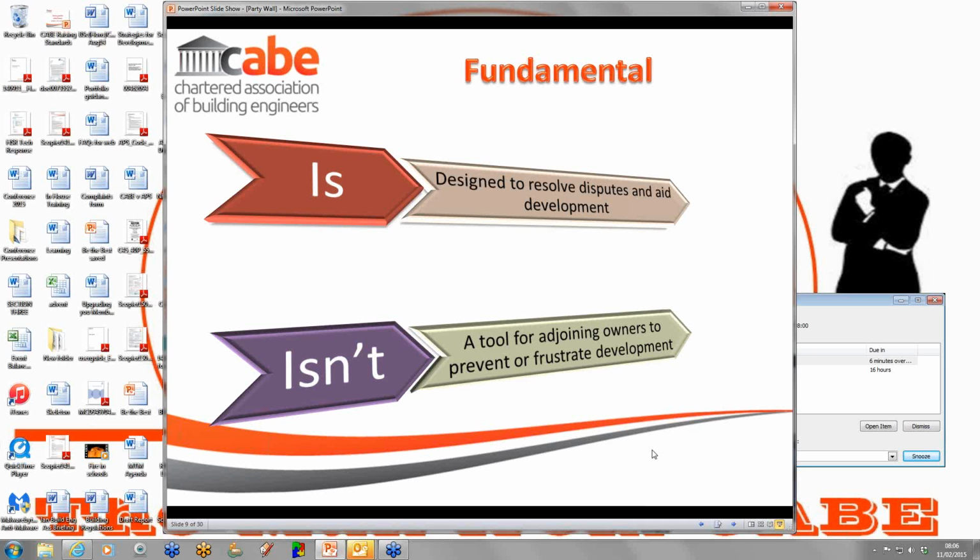And in advising clients to follow the procedures in the Party Wall Act, particularly if they are the individual carrying out the work, they actually end up with a greater degree of protection for subsequent claims than they would have if they hadn't gone through the process in the first place.